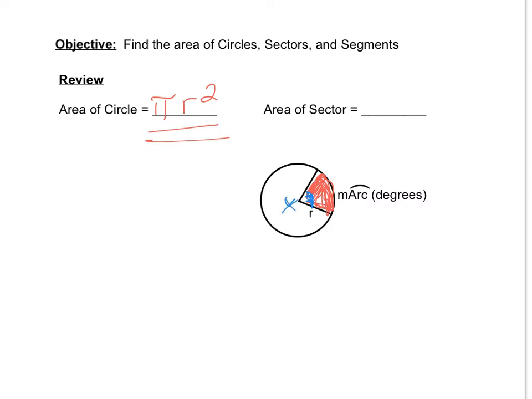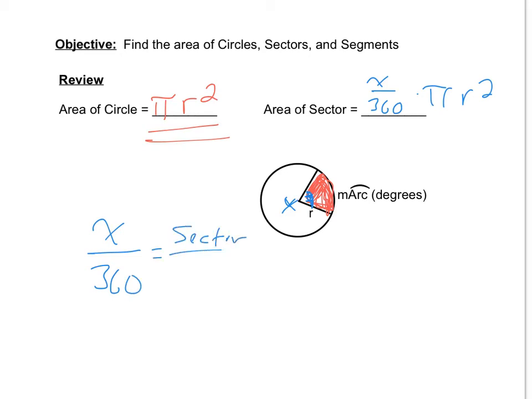So we have x, the piece of the angle, over the whole circle, which is of course 360, times pi r squared, the area of the circle. In other words, let me just clarify that for you. The ratio of x, the angle, to 360, the whole circle, is equal to the ratio of the area of the sector to the area of the whole circle. That proportion is equal, so therefore these ratios right here are also equal.